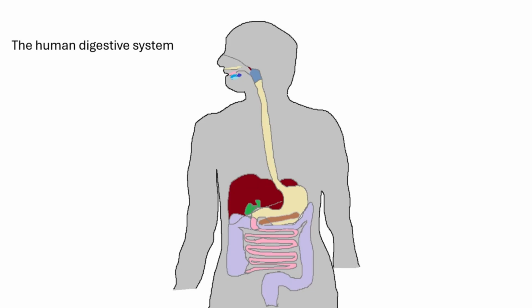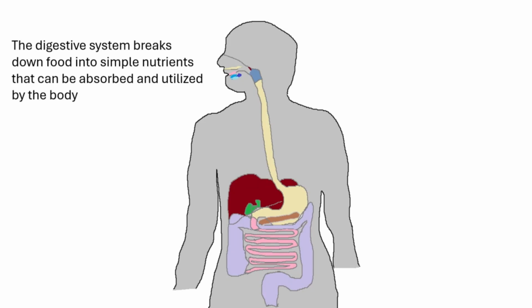Hello, everyone. Today we'll talk about the human digestive system. The purpose of the digestive system is to break down food into smaller and more simple molecules so that the body can absorb and use it.